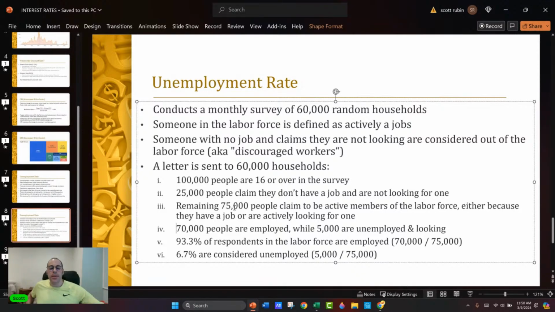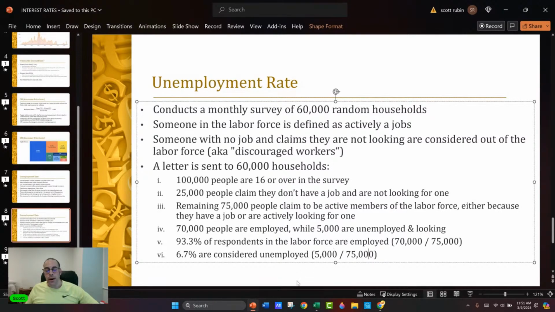Say of these 75,000 people, 70,000 claim to be employed. 5,000 are unemployed and looking. So the unemployment rate is 6.7%, 5,000 over 75,000. That means 93.3% of the people are employed, gainfully employed.